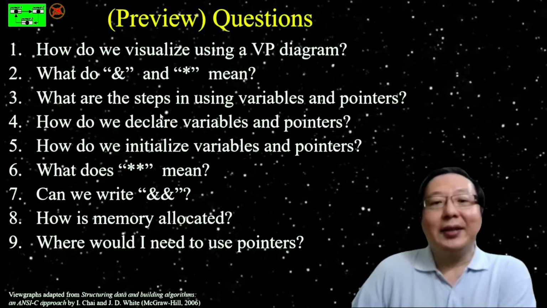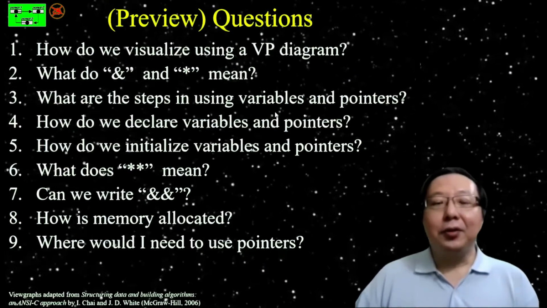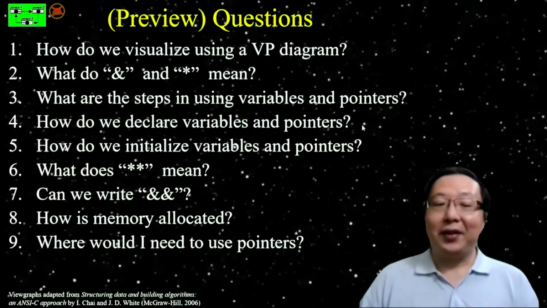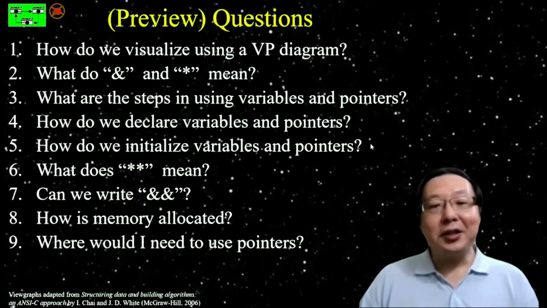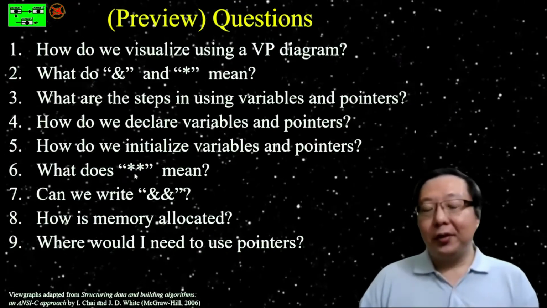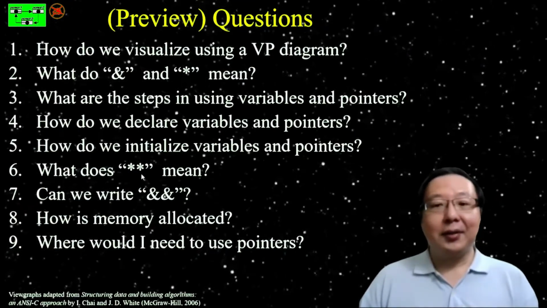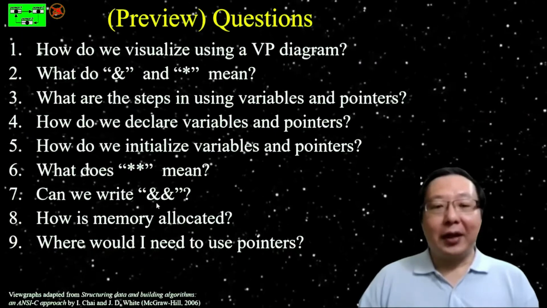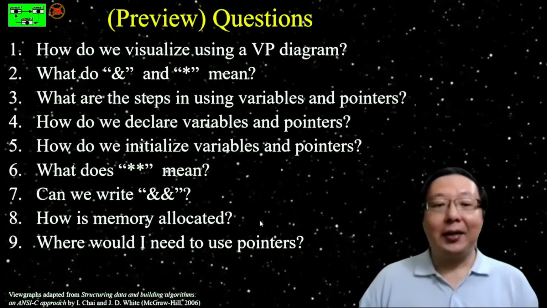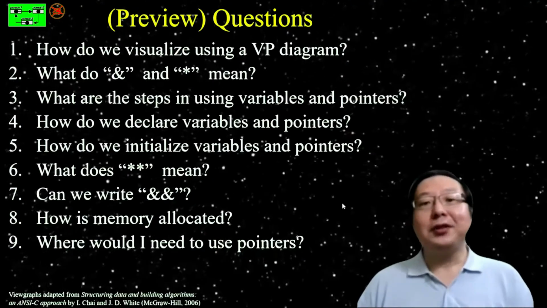And then what are the steps that we use to use variables and pointers? How do we declare these variables and pointers? How do we initialize these variables and pointers? What happens if you put 2 asterisks? What happens? Can we use 2 ampersands? How is the memory allocated, and where would I need to use these pointers?